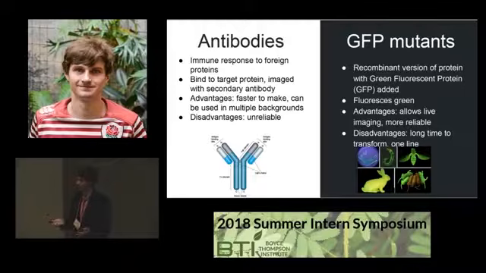Like, you don't know if an antibody will work until you use it. GFP is much more reliable. We know it works, and you can actually use it to image things in vivo. But the problem is you have to transform the plants you want one by one.